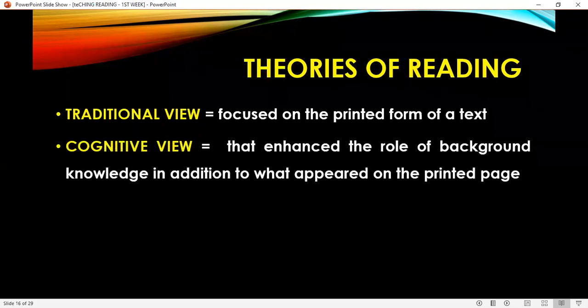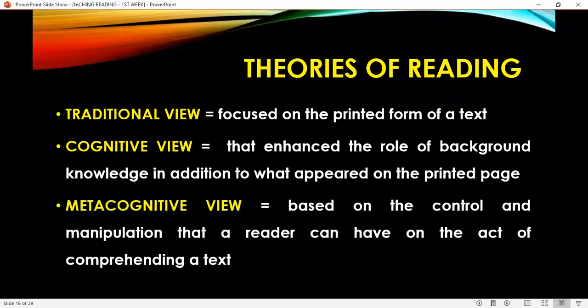Then we have the second theory of reading, that is the cognitive view. It focuses on or enhances the role of background knowledge in addition to what appears on the printed page. So notice here the difference. In the traditional one, the most important is the printed text and the analysis of this text. In the cognitive, we add another aspect that we were talking about a few minutes ago, the background knowledge, in addition to what you have on the printed text. Notice this is the second theory of reading.